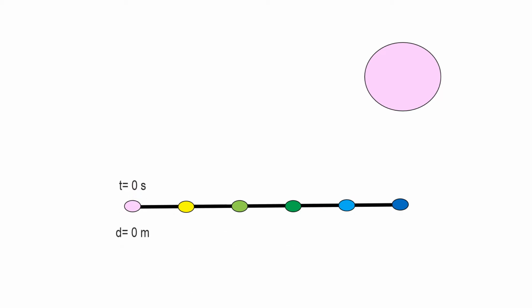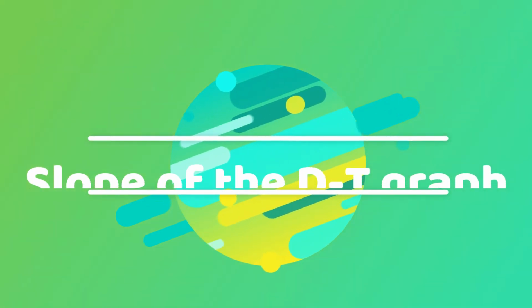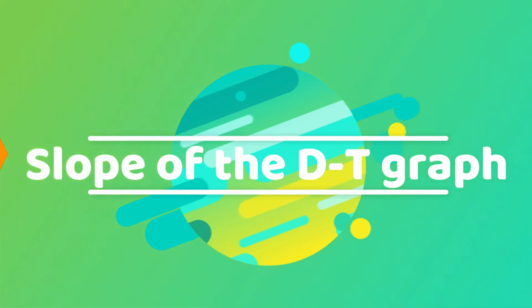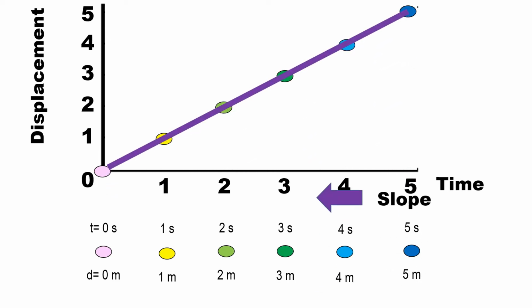Since the ball moves at a constant rate, at each time interval, we observe that we have similar displacements. So let's plot this. Our graph describes the ball's displacement constantly increasing, which is observed by this steady upward slope.